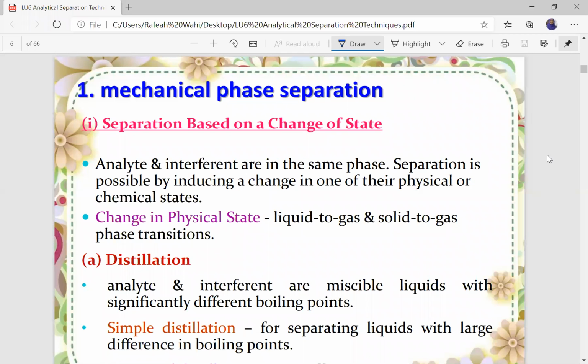In the first part of Learning Unit 6, we are going to learn about mechanical phase separation. What is the meaning of mechanical phase separation?